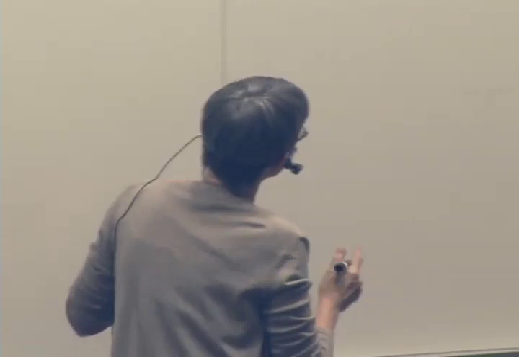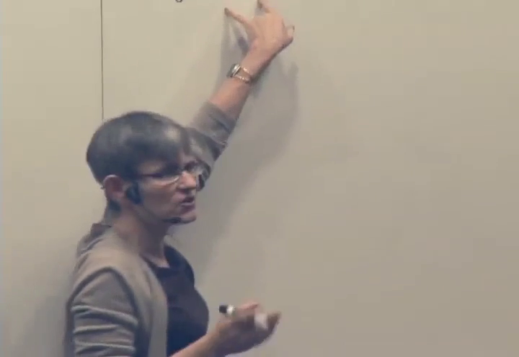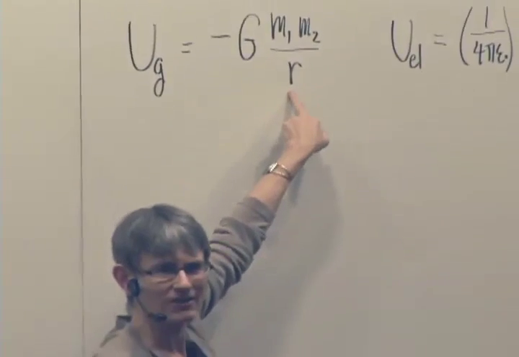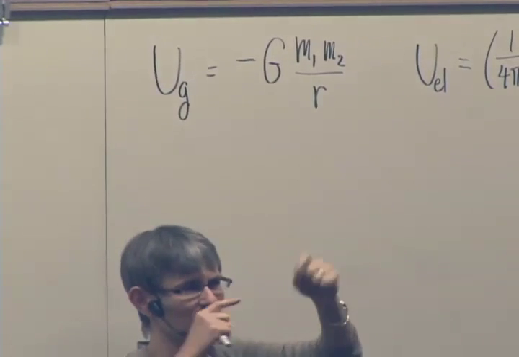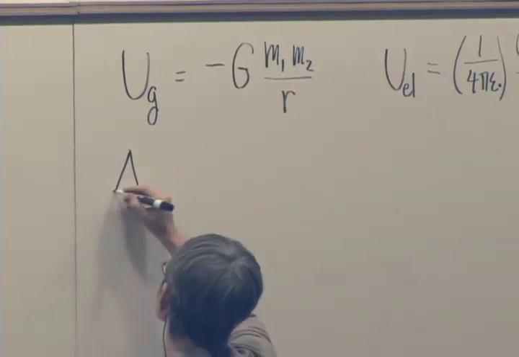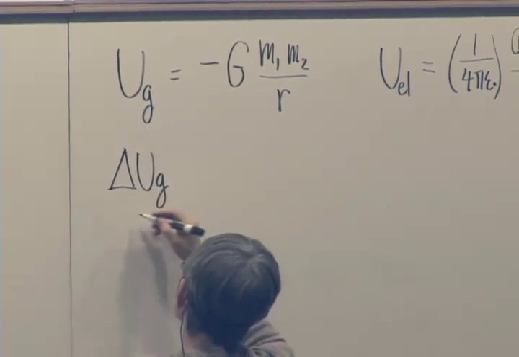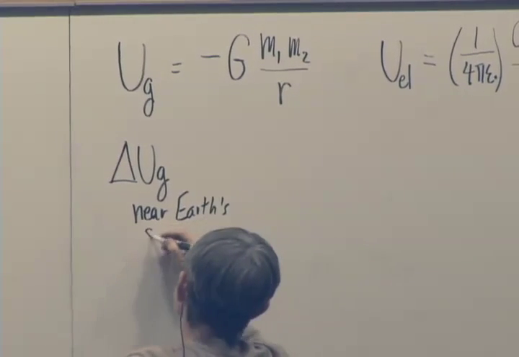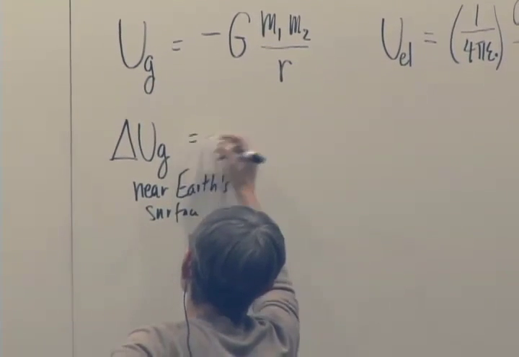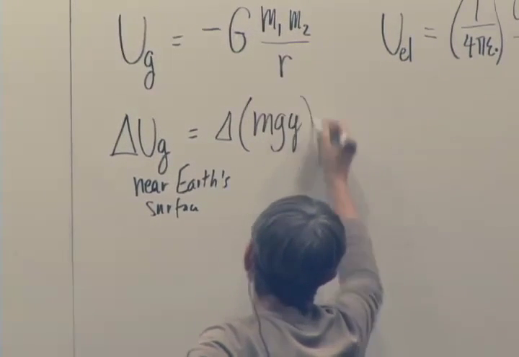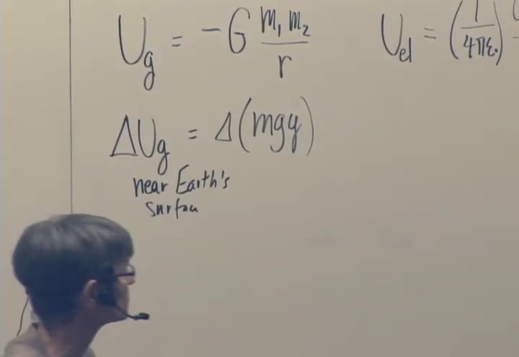And we also have an easier way of calculating gravitational potential energy near the Earth's surface, because the distance to the center of the Earth is such a big number compared to these small displacements. The change of gravitational potential energy near the Earth's surface is the change in this quantity mgy, where y is the height above the Earth's surface.